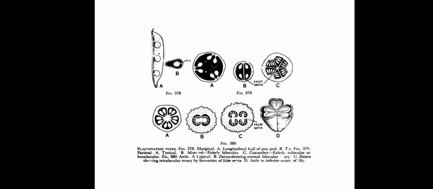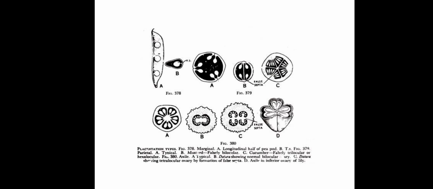See how it looks. Here we can see different types of placentation. In A we can see it's marginal, B shows the parietal placentation, and C shows the trilocular type of placentation. B also shows the mustard, which is falsely bilocular. Then comes C, a cucumber, which shows the falsely trilocular, where there is no axial placentation, but it looks like axial placentation.